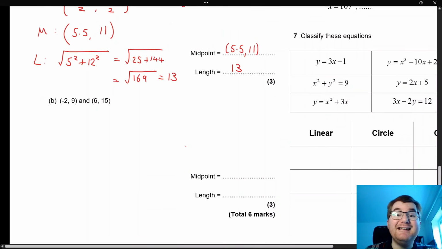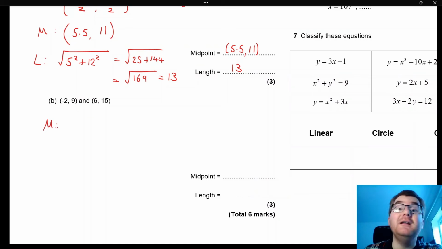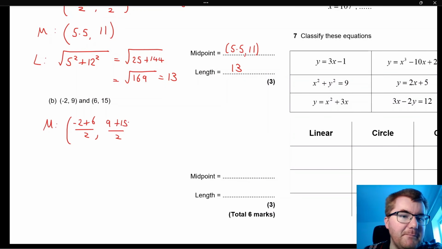Okay, and now I do B in exactly the same way. So our midpoint, again, we can just directly use the formula, now we understand where it comes from. We just add together the x coordinates and divide by 2, and then we have the y coordinates and divide by 2.